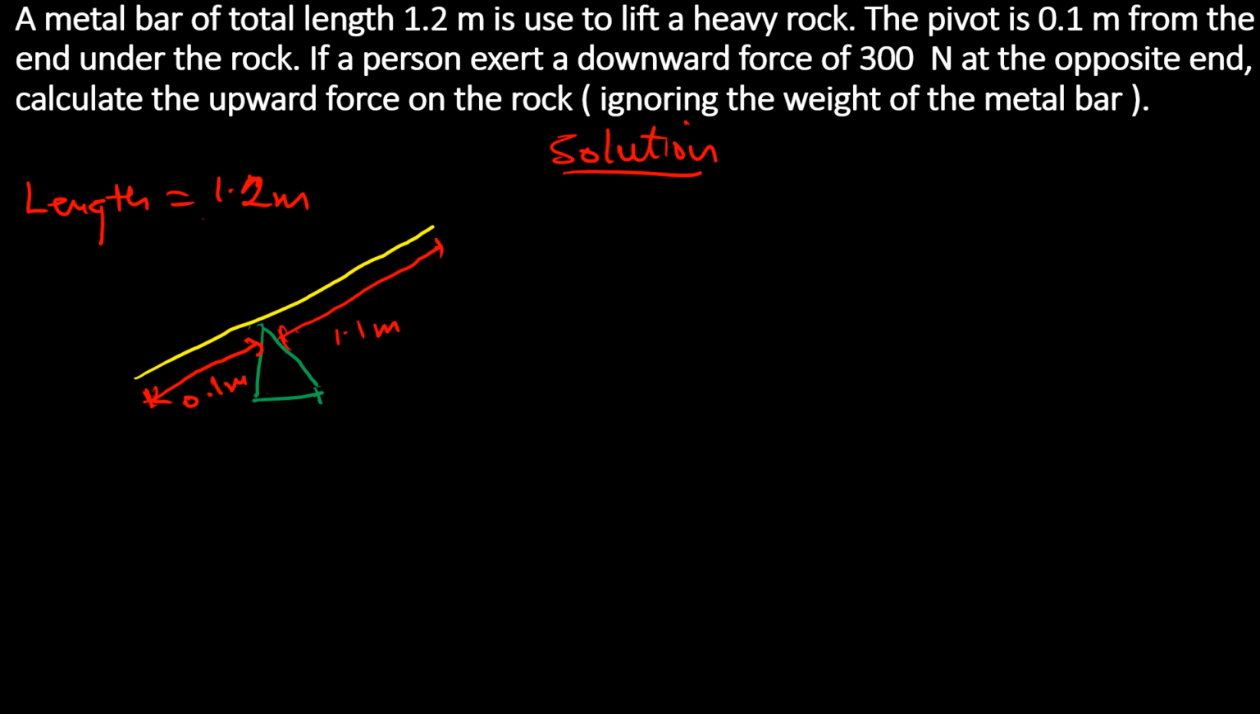Okay. And the question says, if a person exerts a downward force of 300 Newton at the opposite end, so this side, if a person exerts a force of 300 Newton, so we should calculate the upward force on the rock. Let's make the upward force on the rock to be F.